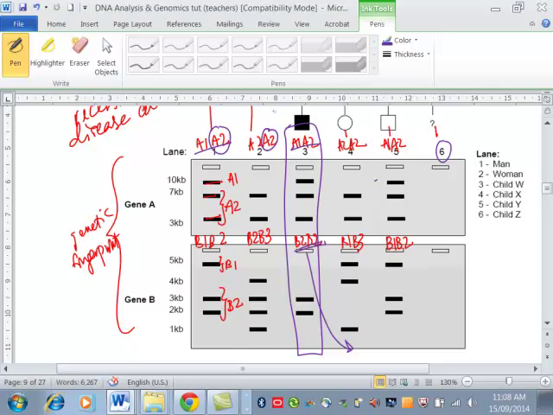A2. Right? Only A2 is present in one copy from father, one copy from mother. And for the B allele, it has to be B2 as well. Everyone follow?